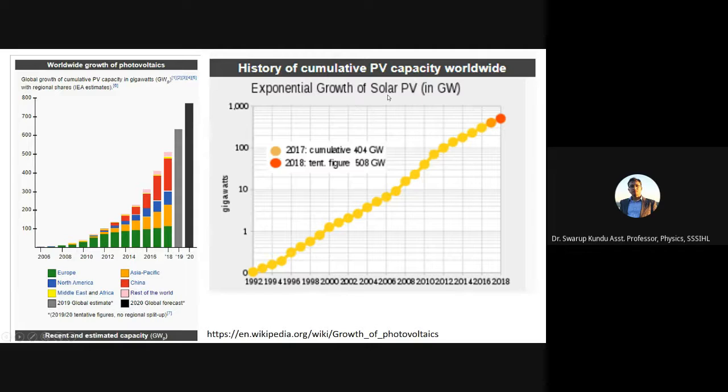And this is the exponential growth of the PV system. It looks linear, but if you see the y-axis in gigawatts, it is in log scale, so it is basically an exponential curve. If you put both in linear scale, it will be an exponential curve. So you can imagine how fast it is growing. So the importance of this technology is tremendous, and the final outcome is even endless, right?